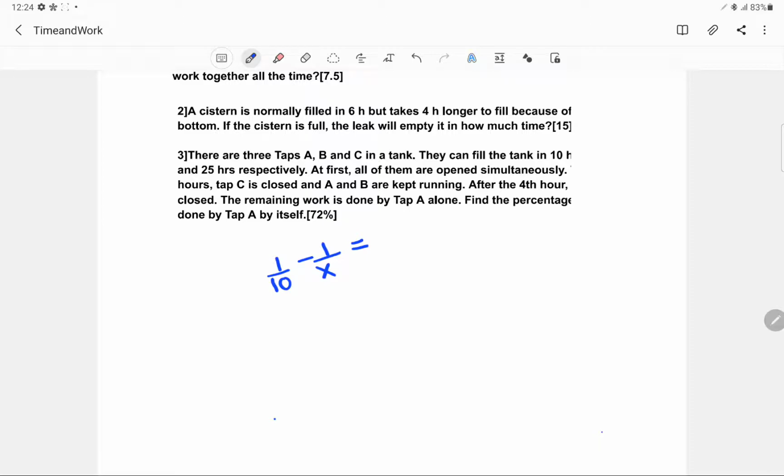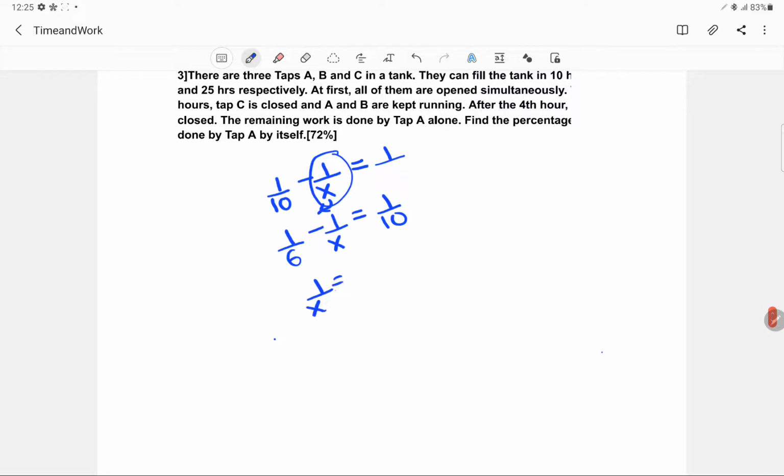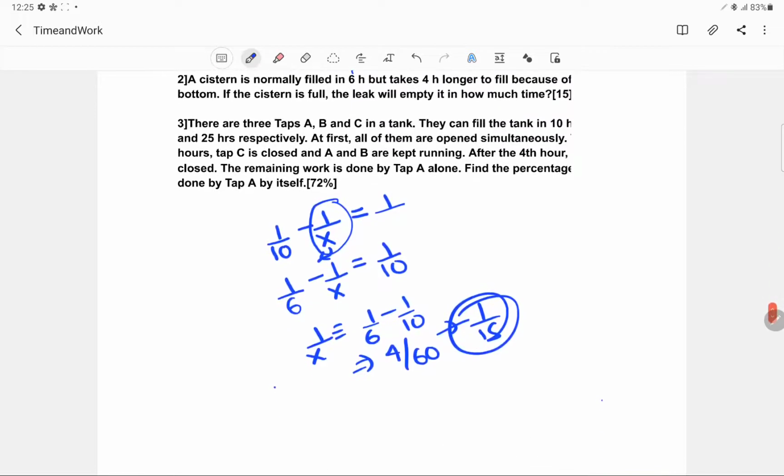That would be the condition where you will have the tank filling in. So this x would be greater than 10, but this 1 hour work would always be less. So 1 by 6 minus 1 upon x is equal to the 4 hours longer, which is 1 by 10, and now you can calculate that x. So 1 by x would be equal to 1 by 6 minus 1 by 10, and that is nothing but 4 by 60, and that is nothing but 1 by 15. So that was really quick.